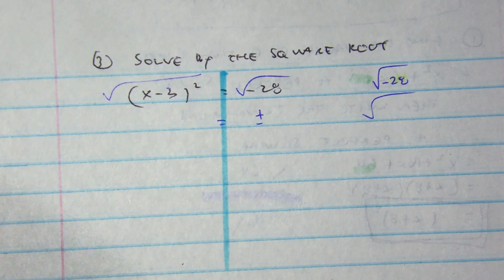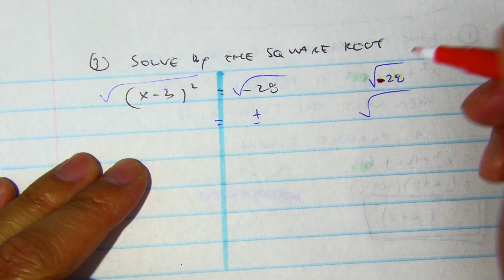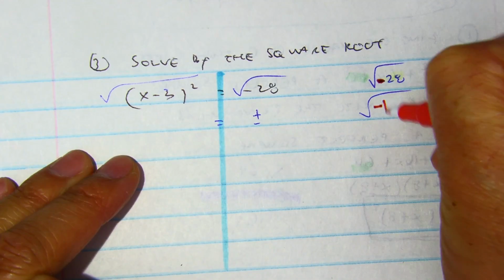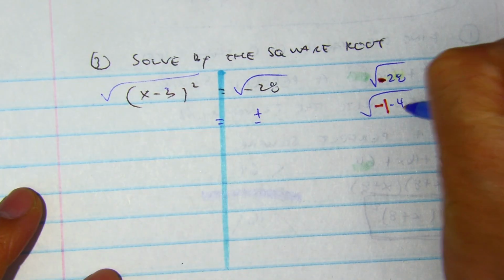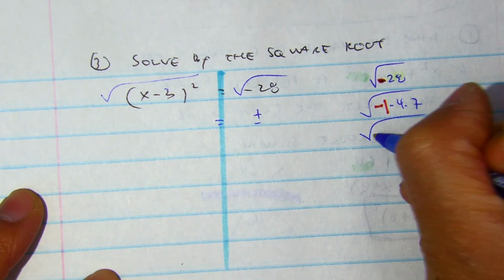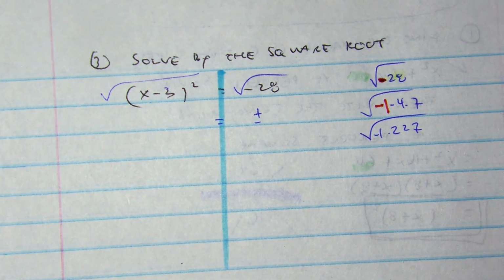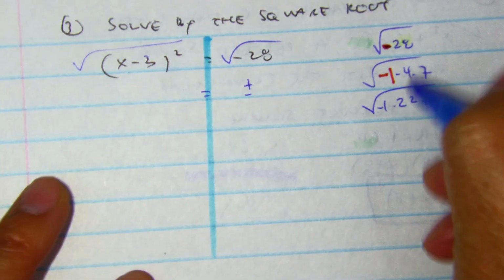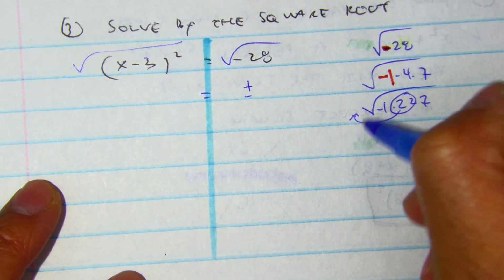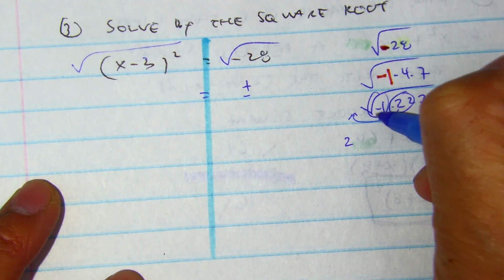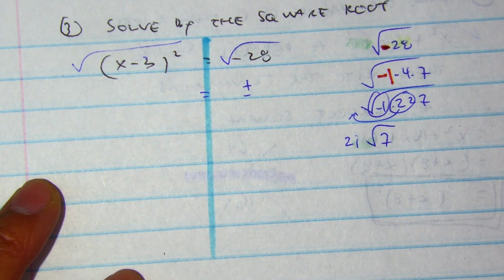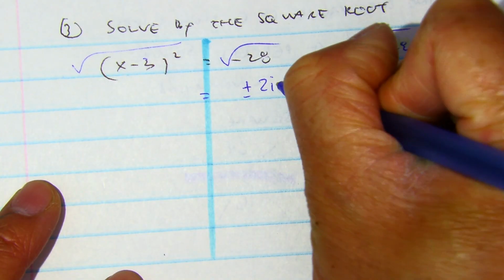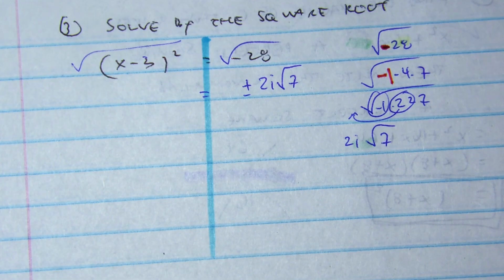The radicand, or numbers inside, are going to be, we'll put that negative sign, it's a big idea we've been learning, negative 1, and 28 is going to be 4 times 7. Square root of negative 1 is i, and the square root of 4 is 2, so we have 2i radical 7.